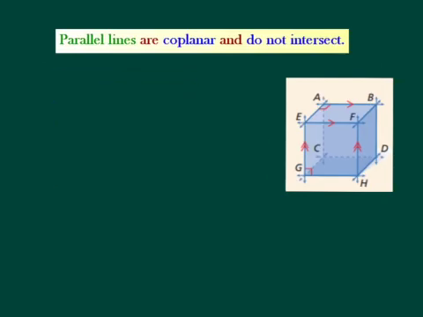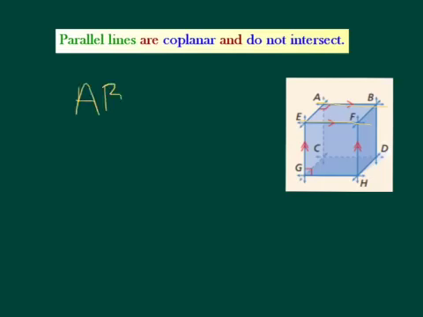The first item we'll want to look at are parallel lines. So parallel lines are coplanar. That means that they are on the same plane and they never intersect. So let's look at a pair of parallel lines. We have a pair of lines right here that are parallel. So we can write that right here.